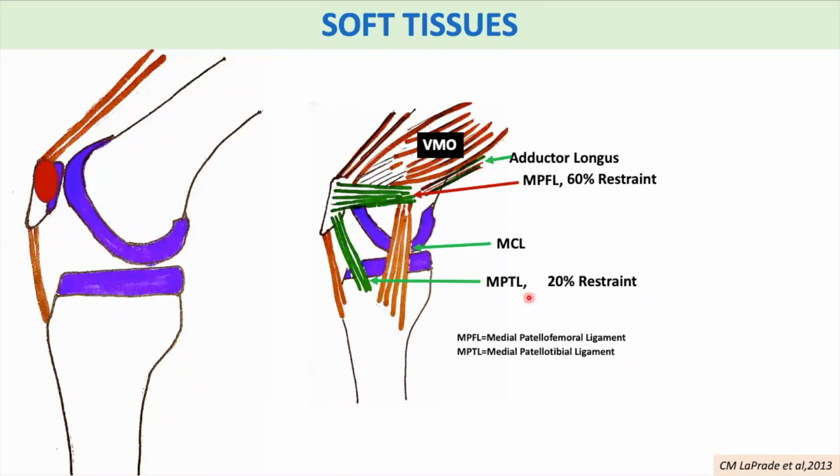Again, it's important to understand the attachment of the MPFL. This is on the superior two-thirds of the medial surface of the patella, while on the femur this is a saddle-like groove in between the medial epicondyle and the adductor tubercle. So this is the attachment of the MPFL. This has been quantified by so many millimeters proximal and posterior, but in a simplified way, this is between the medial epicondyle and the adductor tubercle on the middle aspect of the femur.